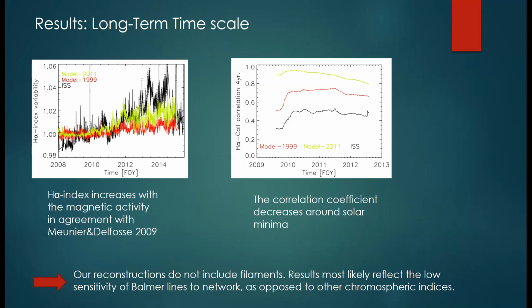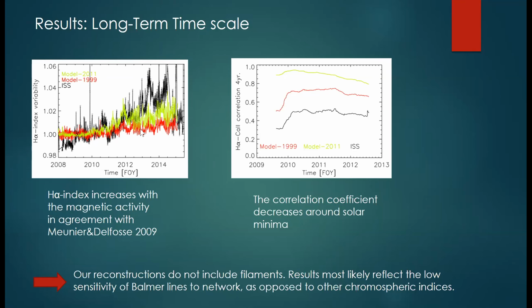On the longer temporal scales, we found that both models and observations produce an H alpha index that seems to be correlated with the activity. However, quantitative analysis between the observations and the models is hampered by the fact that we think that ISS observations are affected by some long-term trends, which are still under investigation.